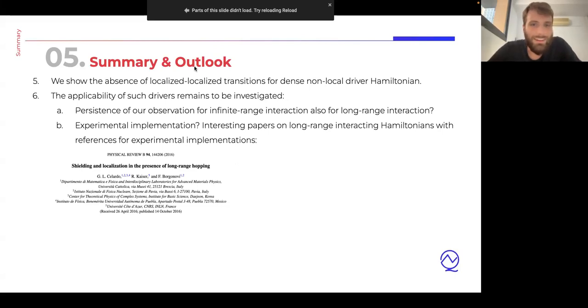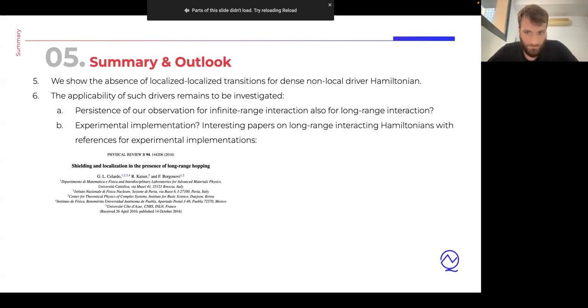Sorry for the technical difficulties, but in the second part, we basically just show that if we have a very densely connected all-to-all driver Hamiltonian, then we wouldn't see localized transitions. And since this is more of a theoretical point, it would be interesting to further investigate whether or not this effect actually persists also for long-range interacting Hamiltonians, and also how this would be experimentally feasible, because it's easily written down on paper, but built in the lab, that's a completely different story.